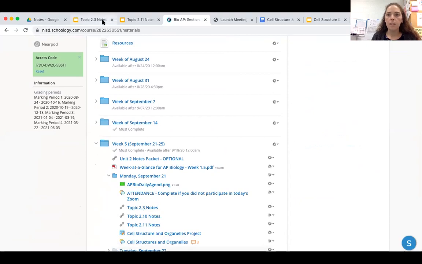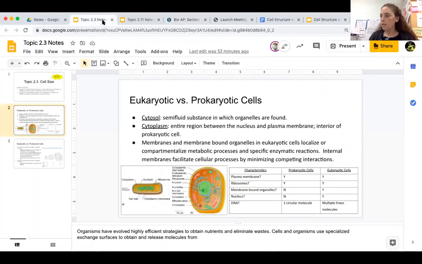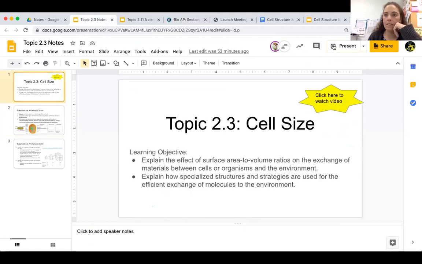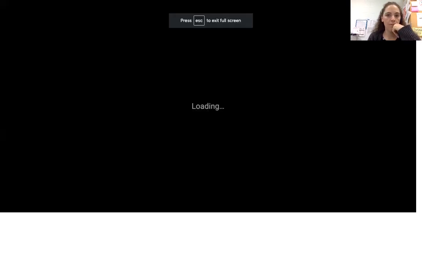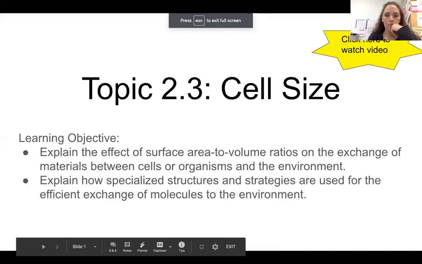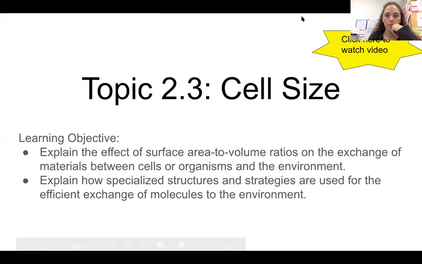All right, notes for today. I'm going to start off with talking about cell size. All right, so topic 2.3 is cell size.